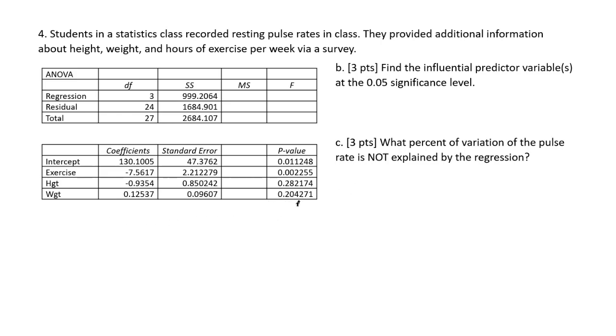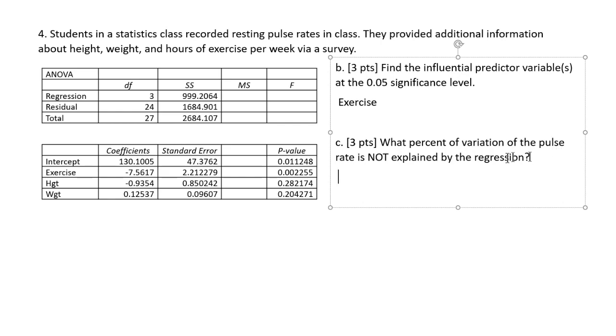So you can see that from the p-value for each individual variable, and here it says 0.002255, so this is extremely significant, but these values are quite high, so these are not significant. So the only p-value that's less than our 0.05 significance level is this exercise, so the answer for this will be just exercise.